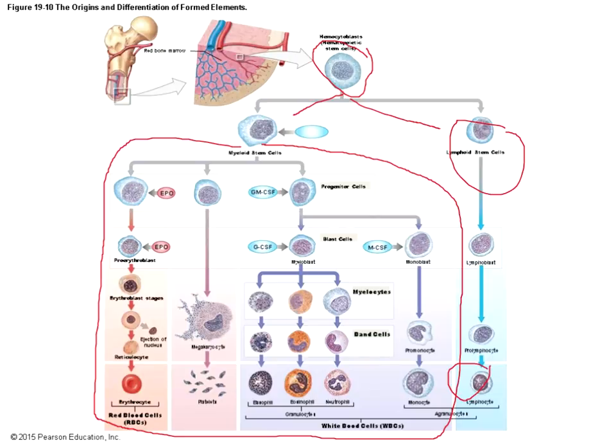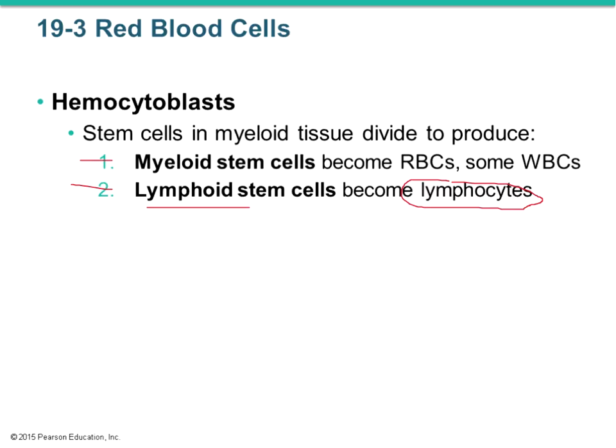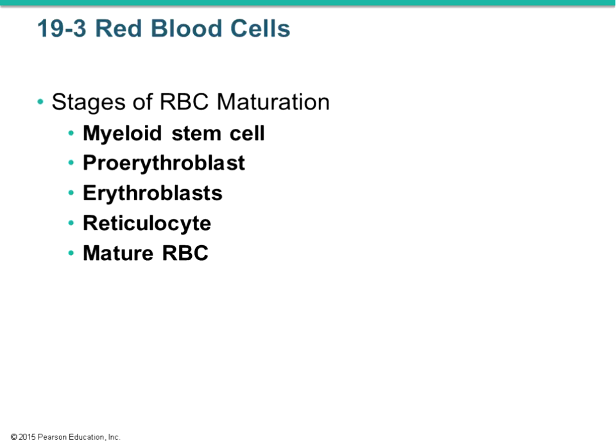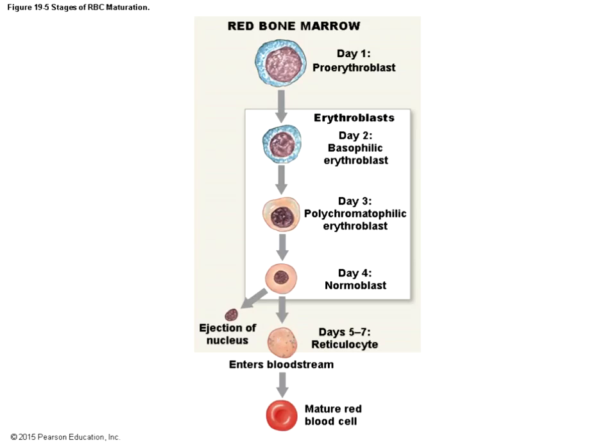So make sure you have a really good understanding. We'll come back to this slide many times in lectures, so make sure you have a really good understanding of that process, all right? Hemocytoblasts are the stem cell that ultimately converts into either a myeloid or a lymphoid stem cell. From a myeloid stem cell, it goes to what's called a proerythroblast, then an erythroblast, a reticulocyte, and then finally it becomes a mature red blood cell. Then it's in the bloodstream and utilized for approximately 120 days.